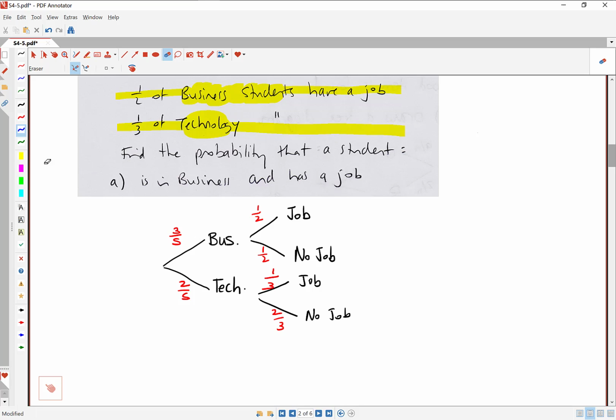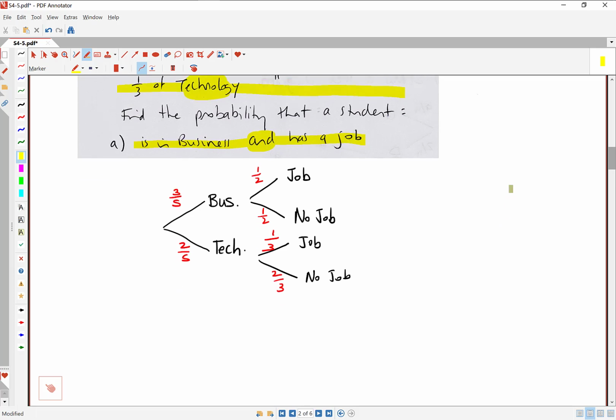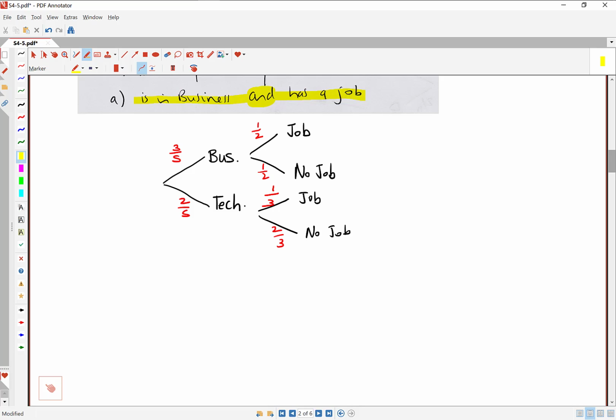Now let's answer the question that's being asked. We want to find the probability that a student is in business and has a job. Well, the word and is just going to prompt us to multiply. So we're just going to look at our tree diagram and trace along the appropriate path. We want them to be in business and we want them to have a job. So the answer is going to be 3/5 times 1/2. And if you put that into your calculator, 0.3.